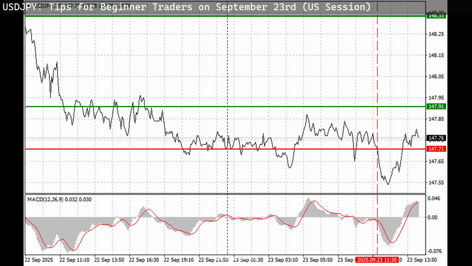Important. Beginner Forex traders should be extremely cautious when making entry decisions. Before major fundamental reports are released, it is best to stay out of the market to avoid sudden price swings. If you decide to trade during news releases, always place stop orders to minimize losses.